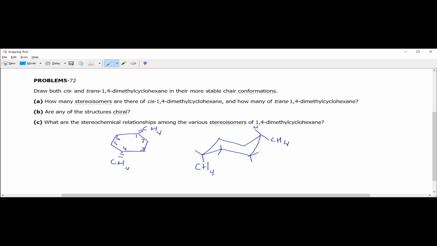Now, this will result in 1,3-diaxial strain because this is an axial position, and this is going to have some effect on this hydrogen atom right here and this hydrogen atom right here. Axial up, axial down. It's going to affect this and affect that as well.